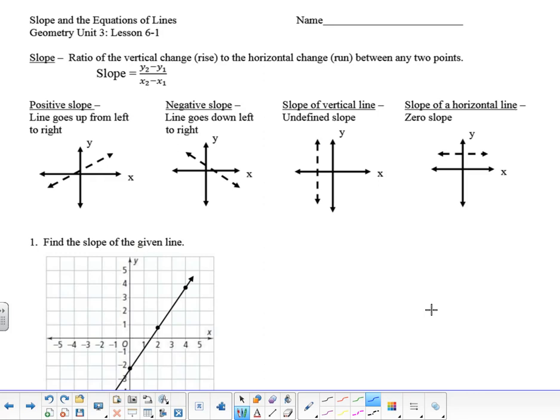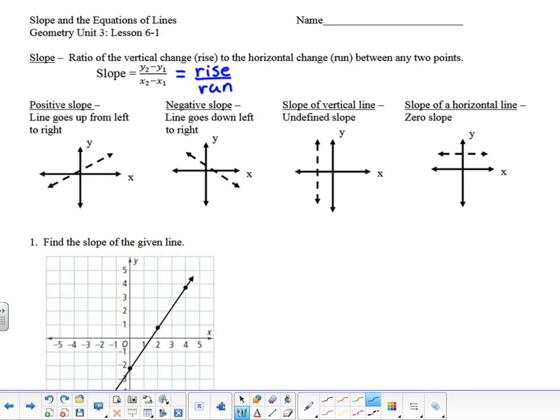I have a song that goes y2 minus y1 over x2 minus x1. It's the rise over run. It's the slope formula. y2 minus y1 over x2 minus x1. It's the rise over run. It's the slope formula. So obviously it's a formula that we need to know.